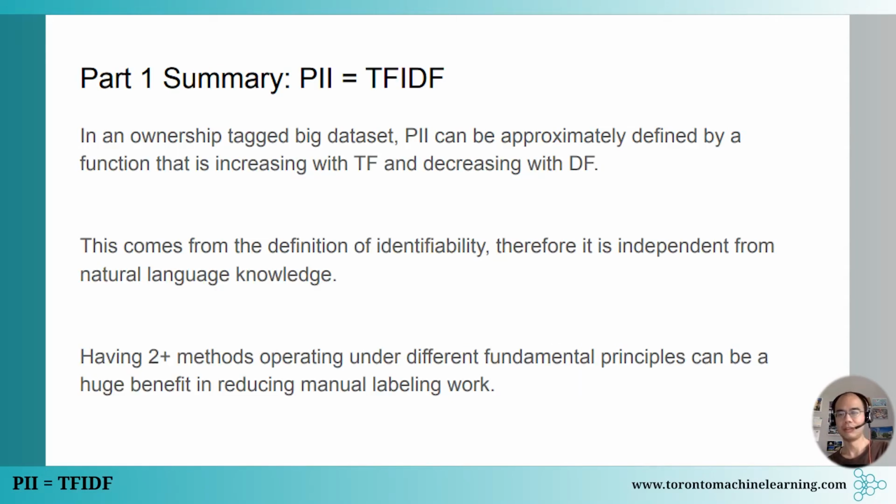And that's a very quick, very short introduction, explanation of the title. If you have a big data set, it is ownership tagged. The definition of PII is really given by a function, as usual, increasing with TF, increasing with how many times the token repeats for the same person. And then it's a decreasing function. It's less likely if the same token appears for many other different people.